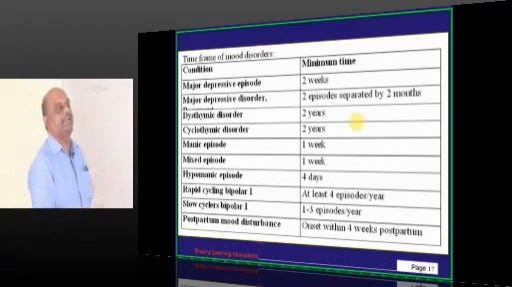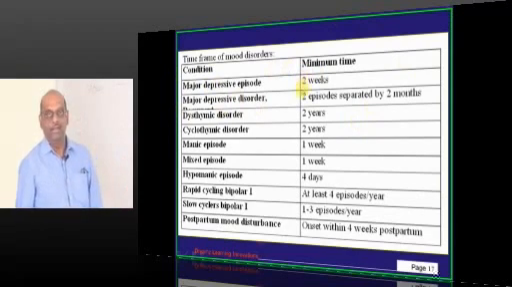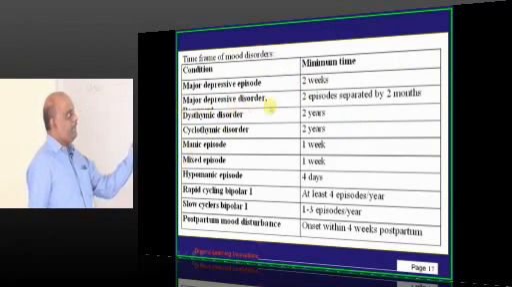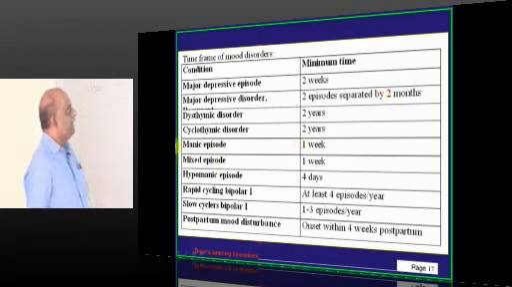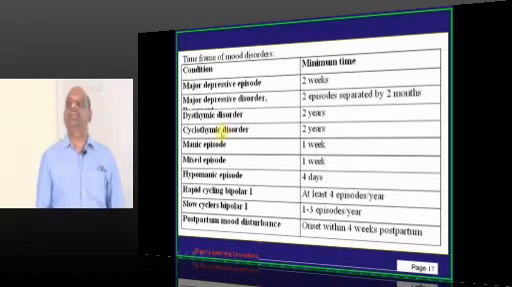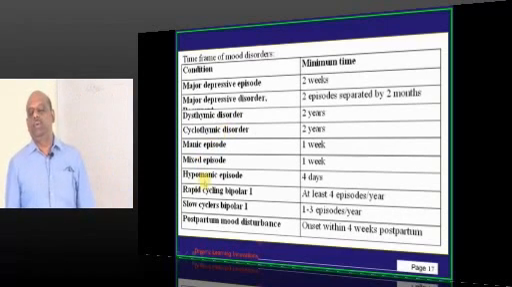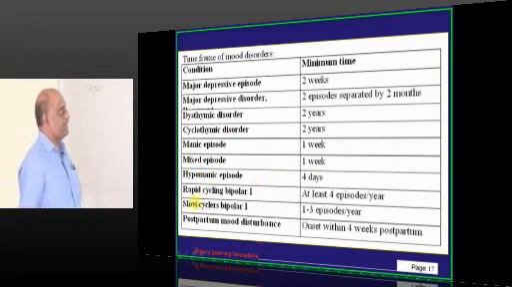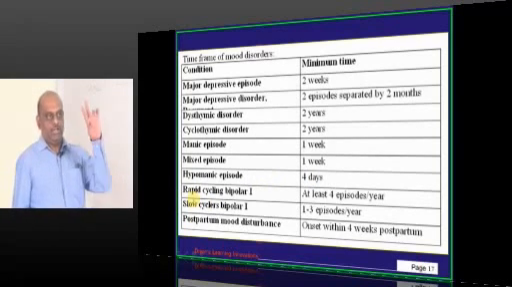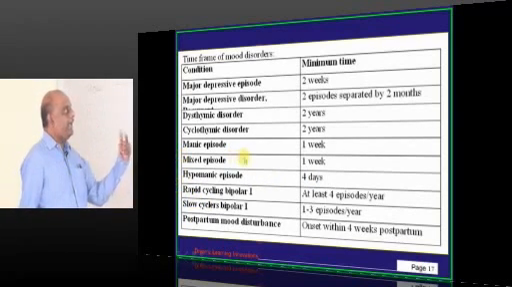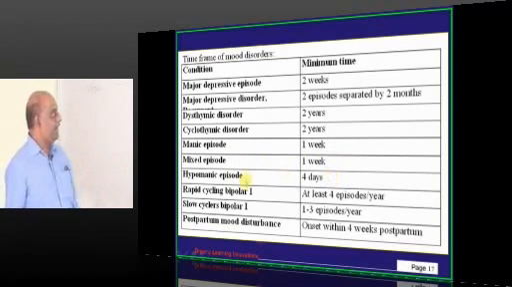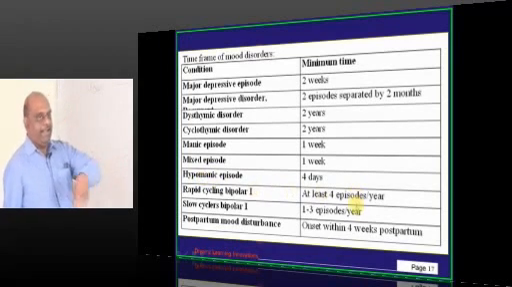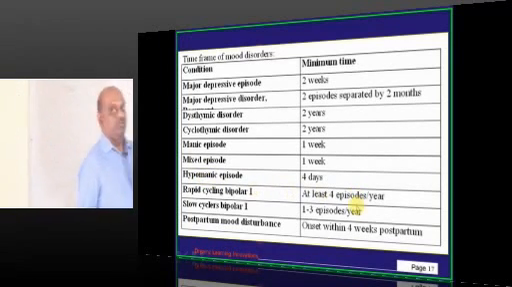So doctor, one of the favorite questions of the examiner is, what is the minimum time duration for you to diagnose a given condition? When will you call major depression? 2 weeks. Then major depressive disorder, 2 episodes separated by 2 months. Dysthymia, if that feeling of blue continues for about 2 years. Cyclothymic disorder also 2 years. Manic episode, for you to call it, 1 week in a manic state. Then hypomanic, to call it, 4 days.